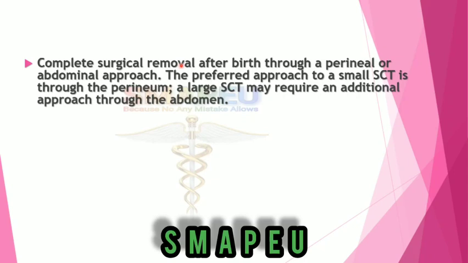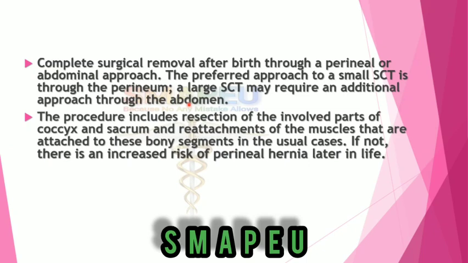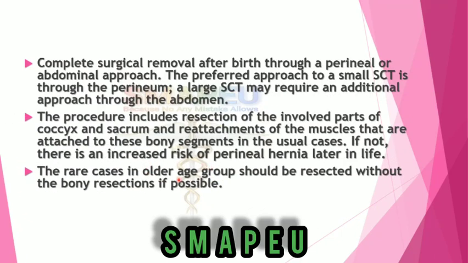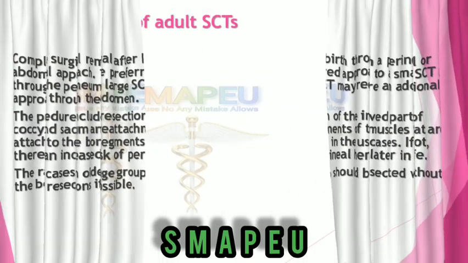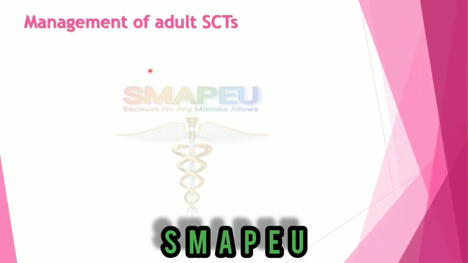Complete surgical removal after birth is done through the perineal or abdominal approach. The preferred approach to a small sacrococcygeal teratoma is through the perineum. A large sacrococcygeal teratoma may require an additional approach through the abdomen. The procedure includes resection of involved parts of the coccyx and sacrum and reattachment of the muscles that are attached to these bony segments in the usual cases. If not, there is an increased risk of a perineal hernia later in life. The rare cases in the older age groups should be resected without the bony resection if possible, of the sacrococcygeal teratoma of adult.